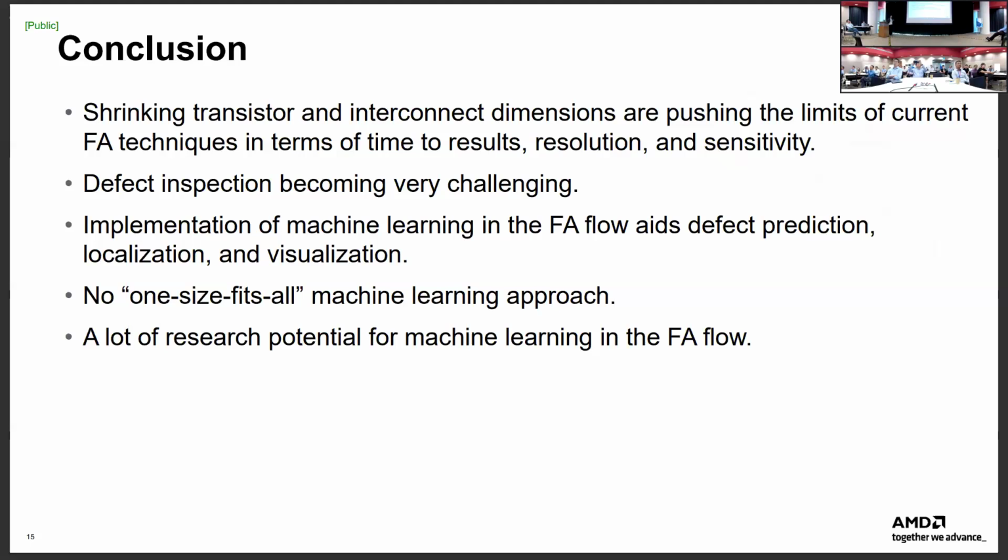So to conclude, technology is great, but with the size shrinking in transistors as well as interconnects, we're actually being pushed to the limit for all the FA techniques. Defect inspection is very challenging, and right now we don't see a one-size-fits-all machine learning approach. Depending on the technique, each might need its own model and training, and maybe even between products, because the product structures are very different.